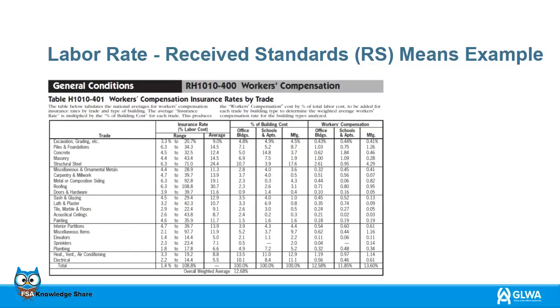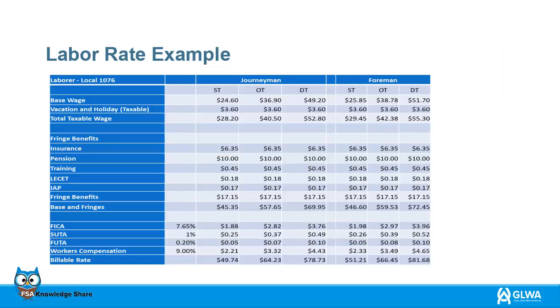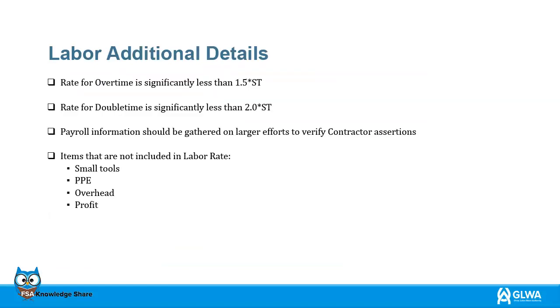Labor rate, RS Means example. Here is a labor rate example in an acceptable format, with wage items with sufficient detail for a detailed analysis. A common misconception is for overtime and double time rates to be simply multiplied by 1.5 and 2 respectively.